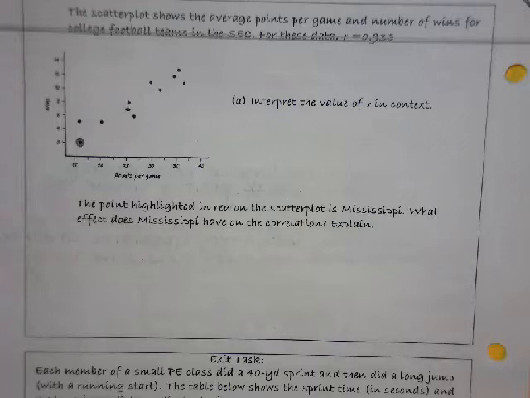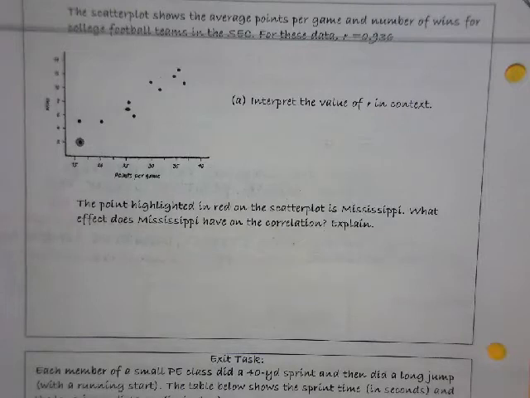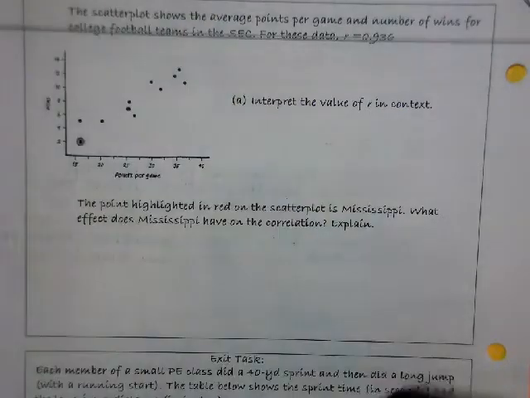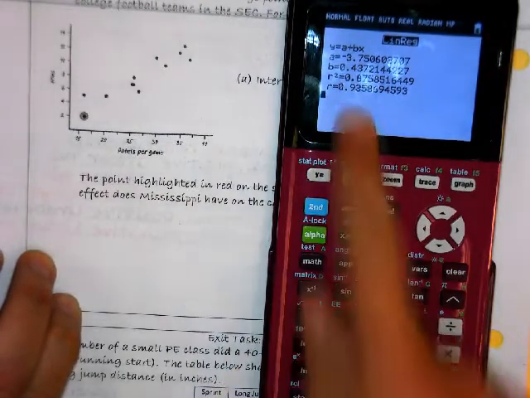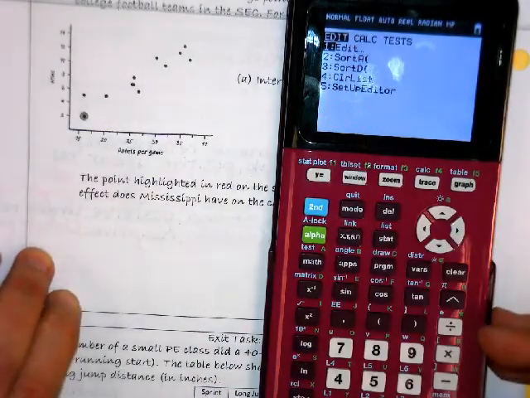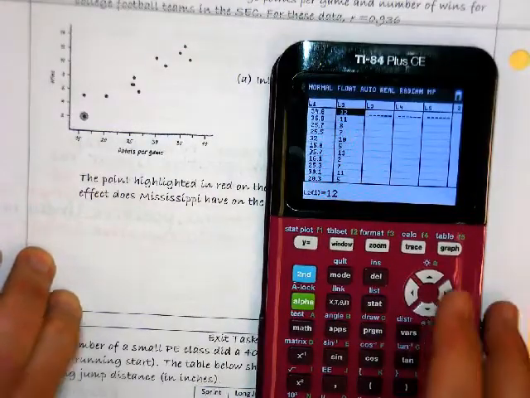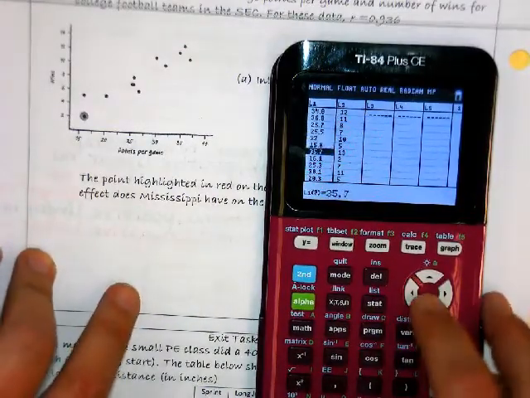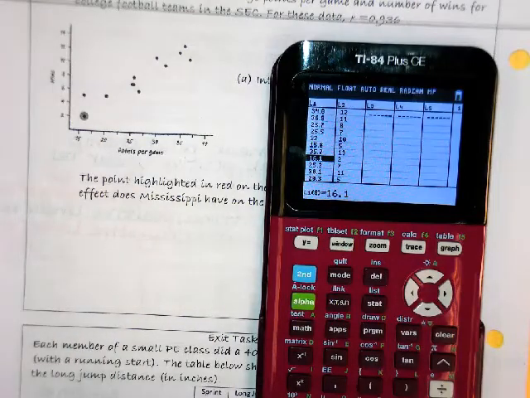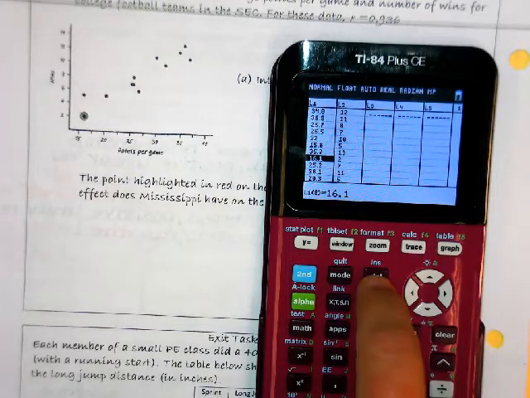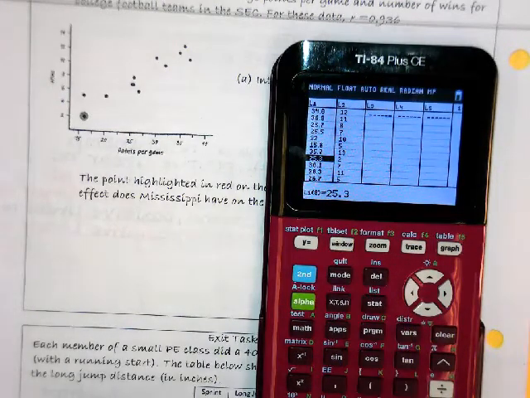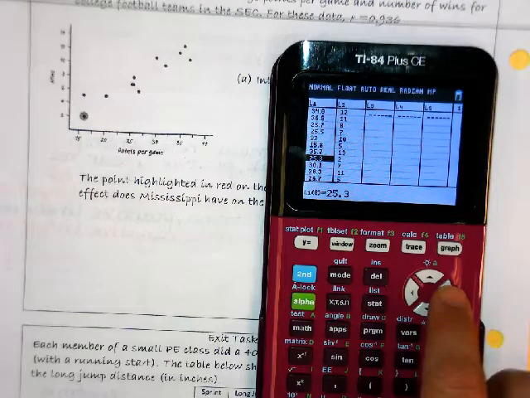Let's go back in. So we know how to find R. Let's go back into our list. You're going to edit your list, and you're going to get rid of Mississippi. So scroll down. Mississippi is 16.1. Highlight 16.1 and hit delete. You also get rid of 2 in your other list, and hit delete. So 16.1 and 2. And then this gives you another opportunity to practice finding R.